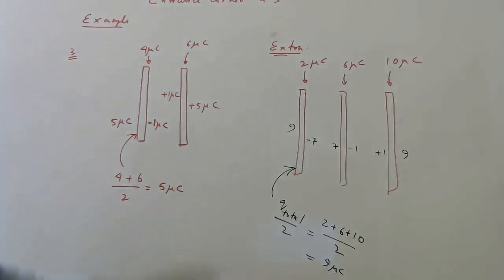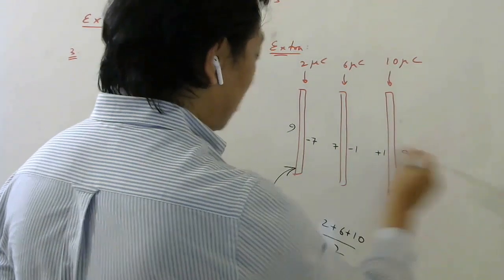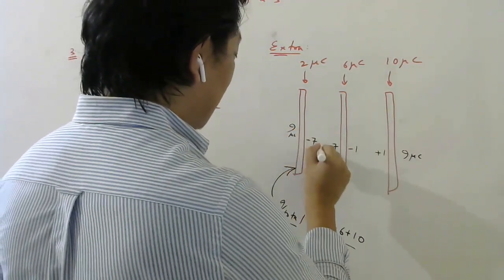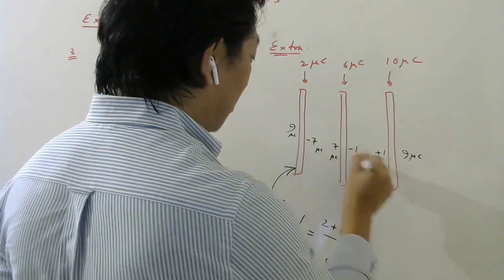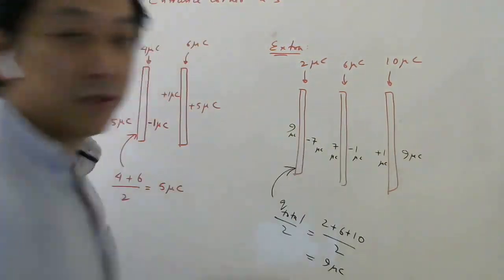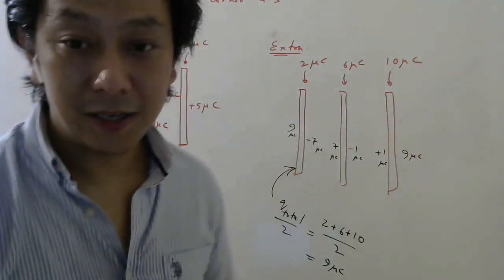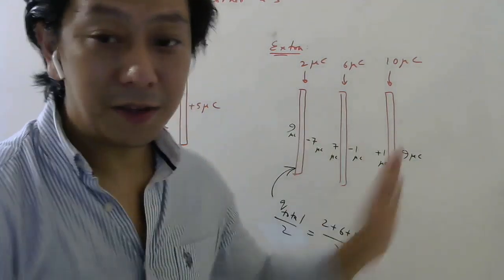Okay, students. So these are all in microcoulomb now. So this is how the charges will distribute on the surfaces of the plates.